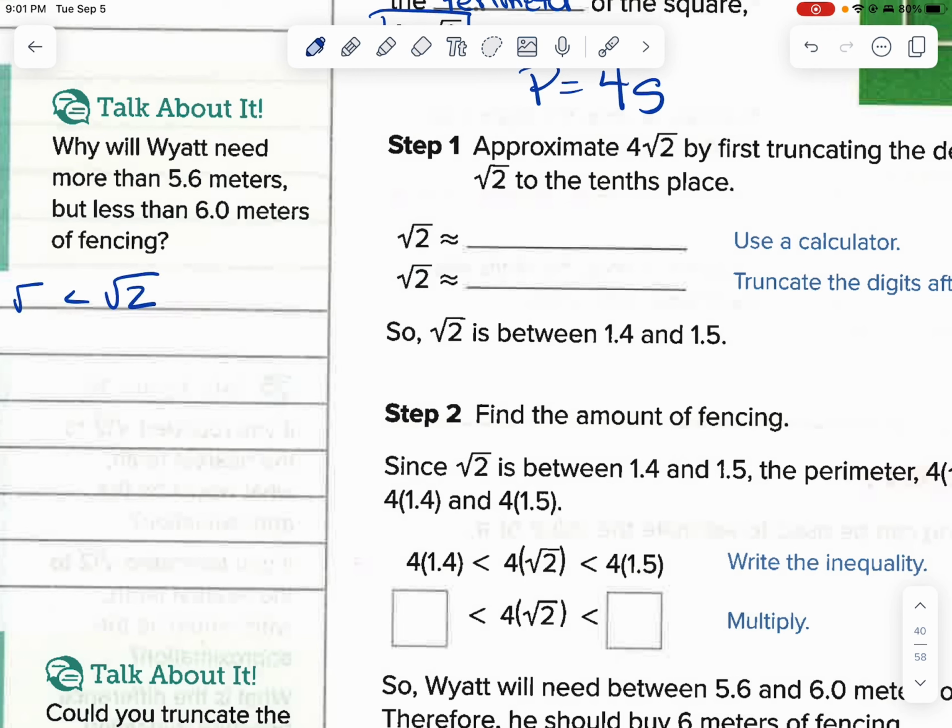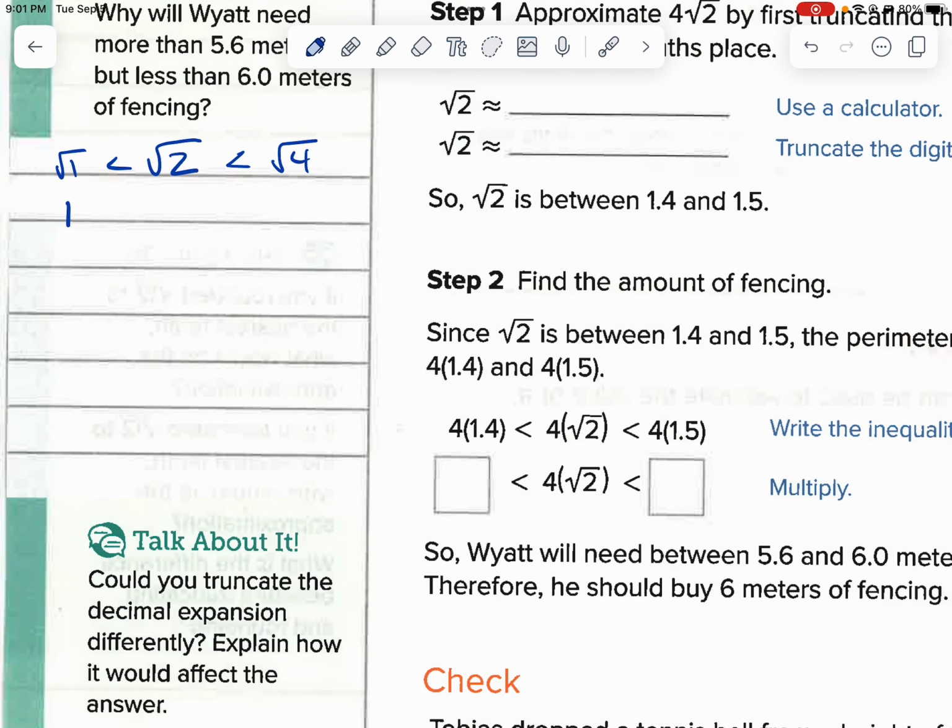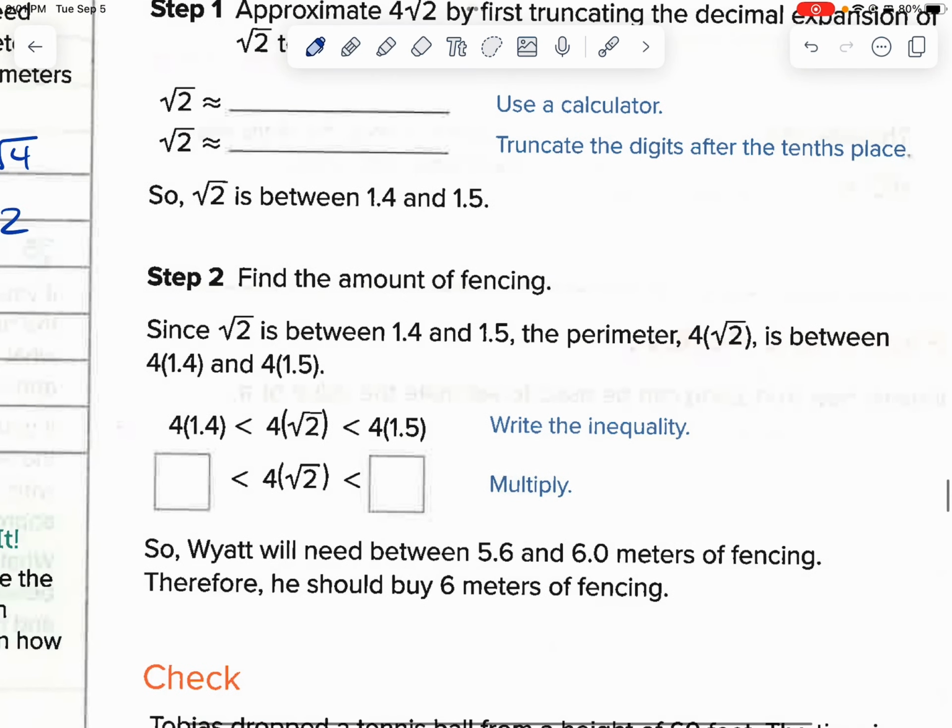So, the square root of 2 is between the square root of 1 and the square root of 4. So this is going to be 1 is less than the square root of 2, which is less than 2. So there's 1 away here. There's 2 away there. So it's going to be almost halfway in between. So I don't know, 1.4, because it's not quite halfway. So we're going to guess that it's 1.4. So the square root of 2, we're going to approximate as 1.4.